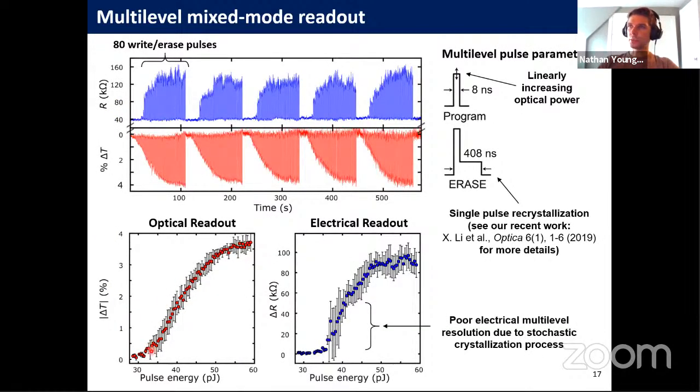And this final experiment just kind of emphasizes this fact. So if we vary the optical pulses required to switch the material so we can store multi-level information, and we repeat this over multiple cycles, the optical domain is much more reliable versus the electrical domain. The electrical readout is much more stochastic, kind of indicating the stochastic nature of forming crystalline domains to make and break that connection.